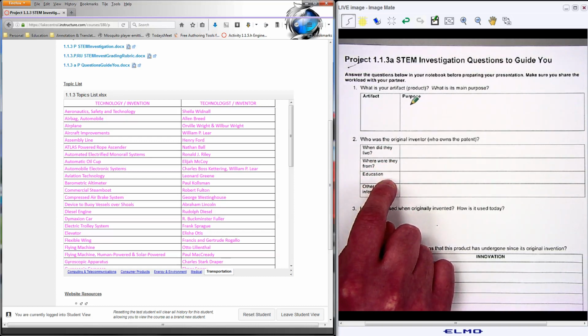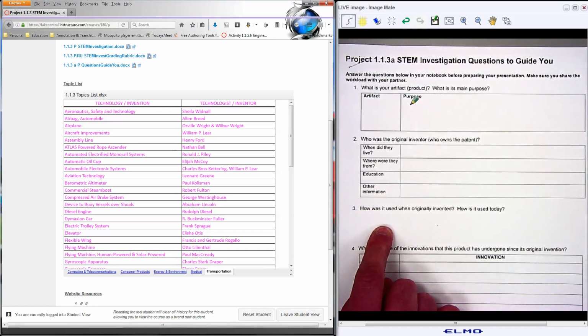That could be, did they get a high school education? Did they have to go to college? Did they have to have some special training? What kind of education did they get? And then any other important facts, important information about that person. How was that technology originally used when it was invented, and how is it used today?